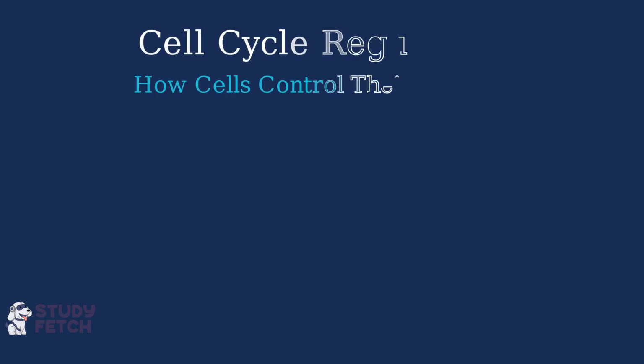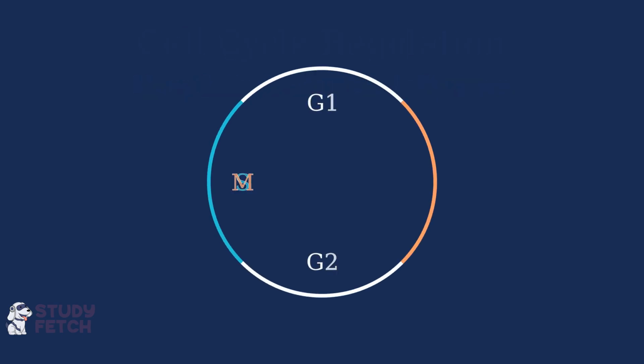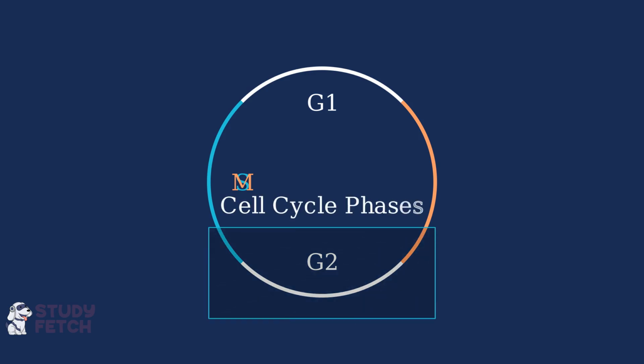Cell cycle regulation is the complex system that controls when and how cells divide. The cell cycle consists of four distinct phases: G1, S, G2, and M. In G1 phase, the cell grows and prepares for DNA synthesis. During S phase, the cell replicates its DNA. In G2 phase, the cell prepares for division by producing proteins and organelles. Finally, in M phase or mitosis, the cell divides into two daughter cells.